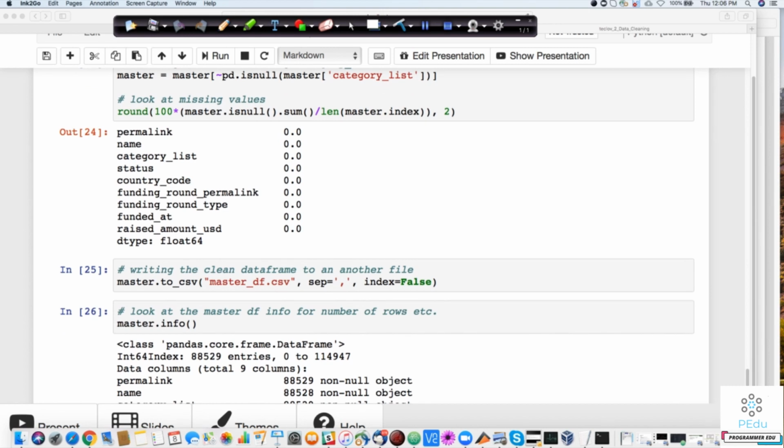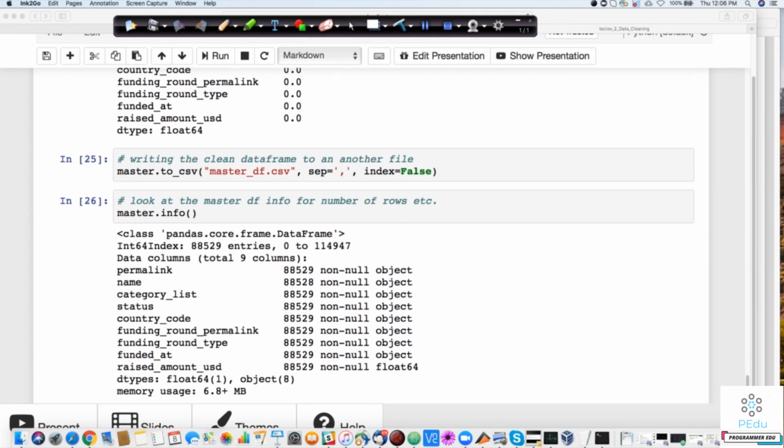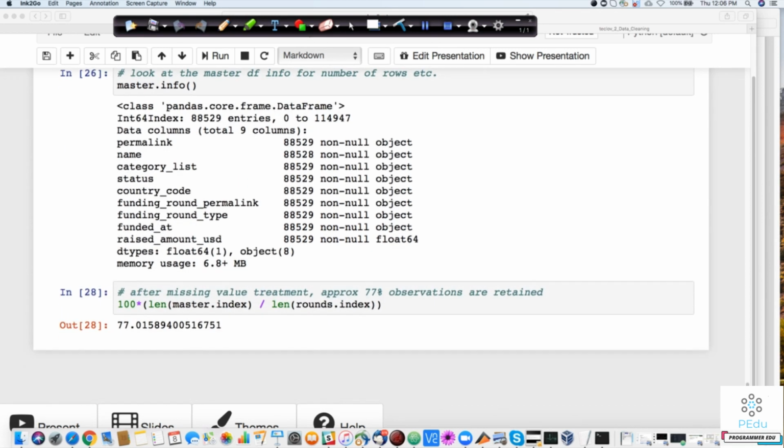Now we are left with this. You can see this, and we can write it again to a CSV file, and if we see this information, you can see that there's no missing value. One more thing we can do is see how much data we are retaining after removing all those missing values, because every time we were just removing our missing values, right? So after removal of missing data, we are left with almost 77% of the data, which is good, right? We have lost 23%, and given that this data set was pretty huge comparatively, it's okay if we have removed this much.